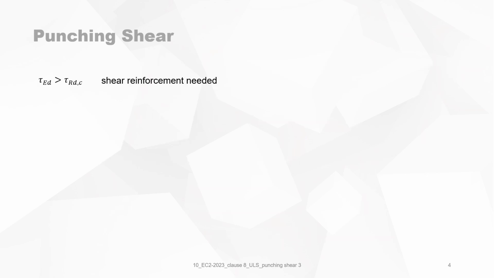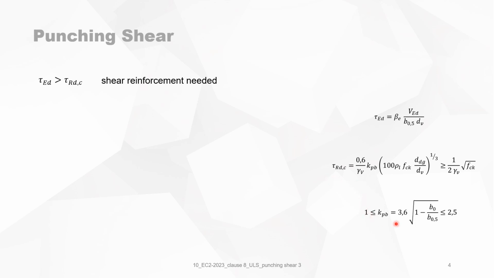So we are in a situation where the applied or the design shear force is bigger than the shear force resistance of the concrete. Just as a reminder, the applied shear force or the design shear force is equal to this formula. And the shear resistance of the concrete is equal to this formula, with kp equal to this.